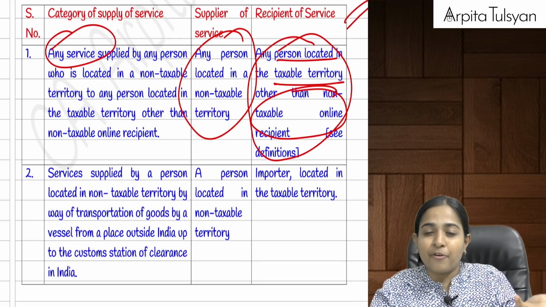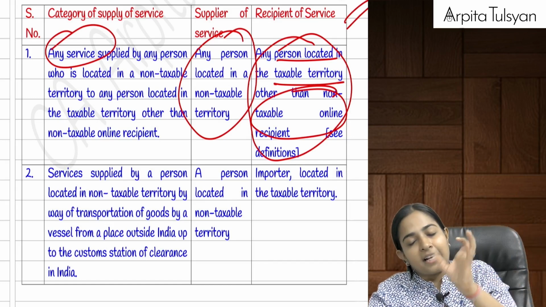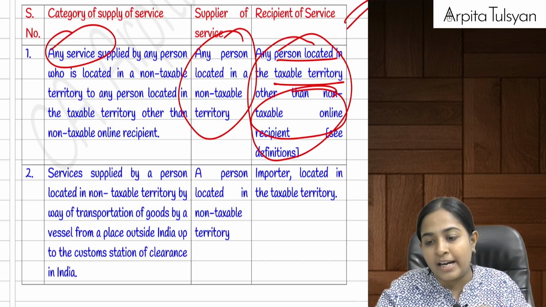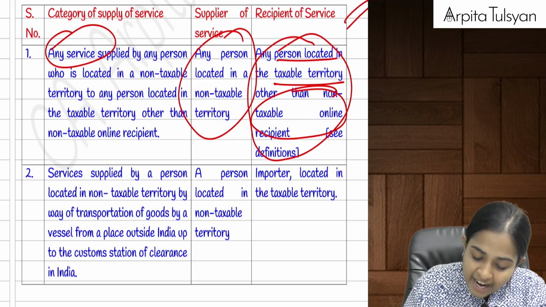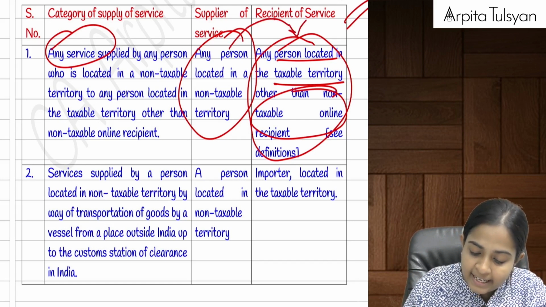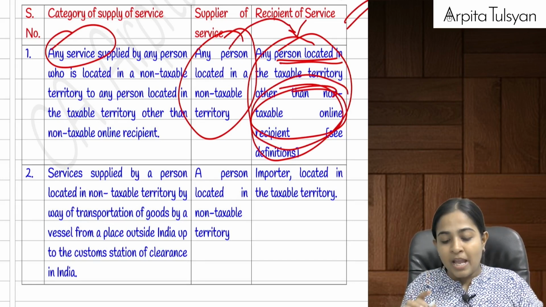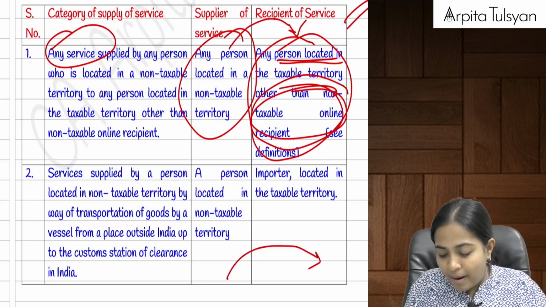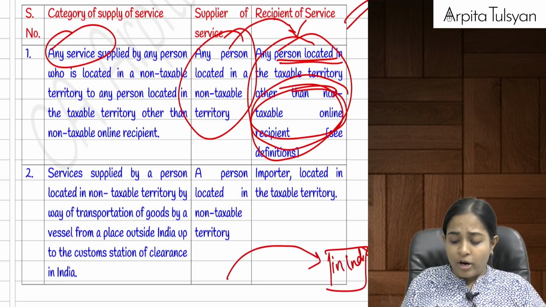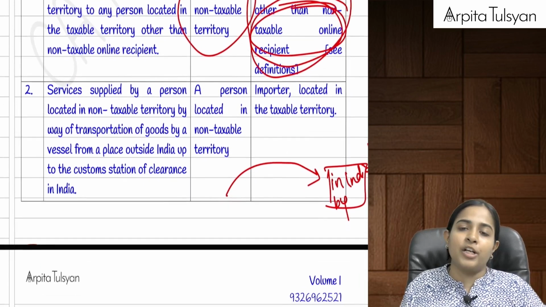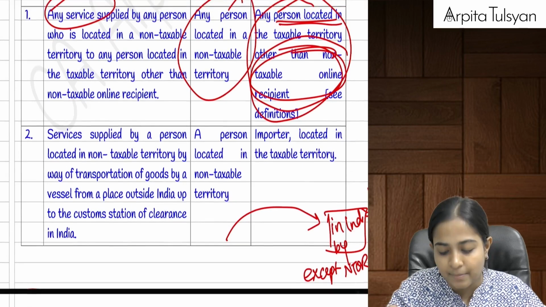Yes, online information where the majority of the work is done online. So if that unregistered person has taken a subscription on Netflix, that person becomes a non-taxable online recipient. If any person located in a non-taxable territory is providing services to a person located in taxable territory other than NTOR, meaning the service is being received from outside India and received in India by any person, except for NTOR, the non-taxable online recipient.